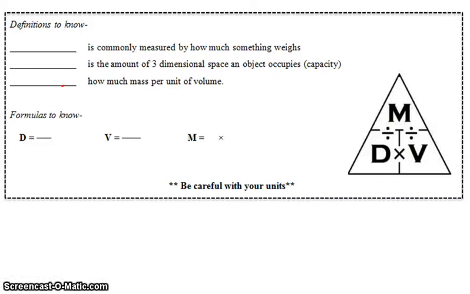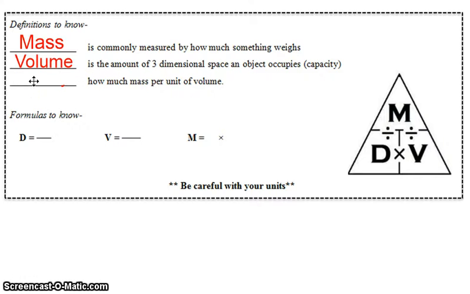Okay, so before we get started with the math, we're just going to fill in a few definitions. Mass is commonly measured by how much something weighs. Our next one is what we have been looking at. Volume is the amount of three-dimensional space an object occupies, and that's also referred to as capacity, so how much something can hold.